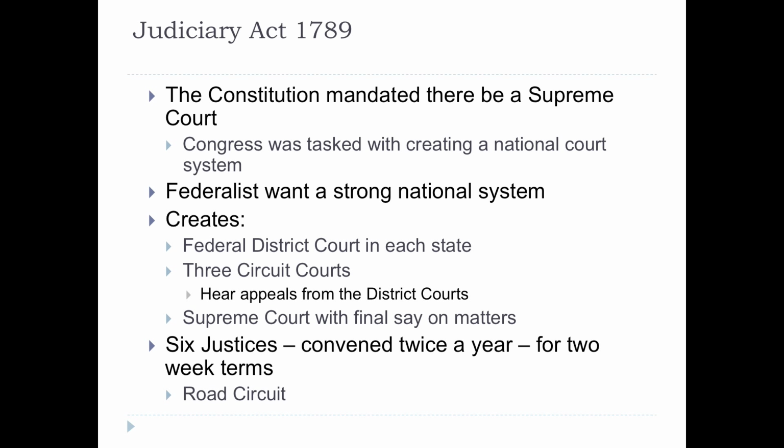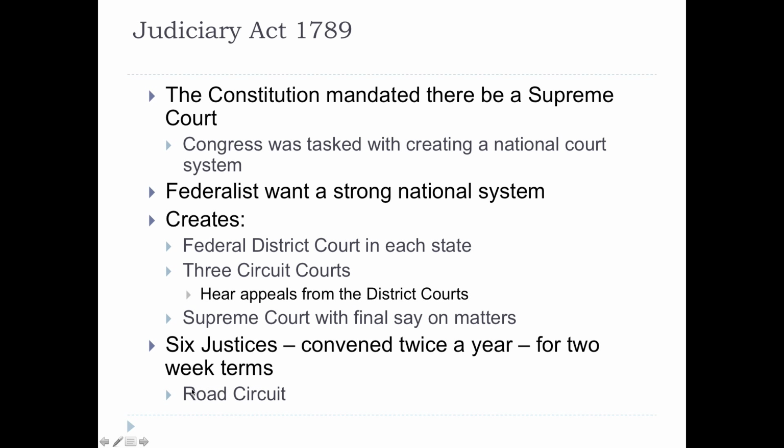Now, this act also established that there'd be 6 justices. Today we have 9, but in this time period they would have 6. They convened only twice a year. They met only twice a year and for 2 weeks at a time. Pretty good gig. Well, not really, because a big issue is going to come out of this.